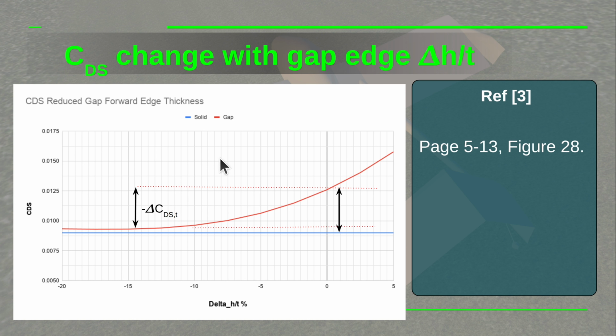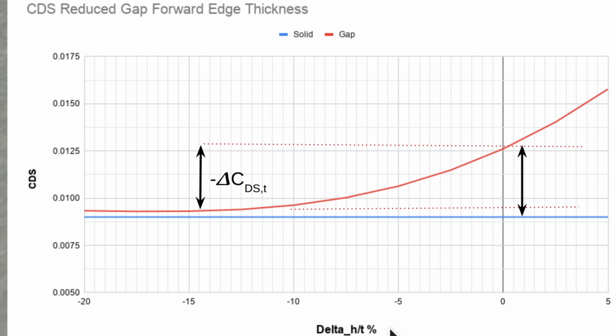Here's a graph that I've recreated from Horner's book, Fluid Dynamic Drag, and the graph is on page 513, so page 13 of chapter 5, figure 28. This graph is showing section drag over here on the vertical axis. Down here on the horizontal axis, this is delta H divided by T, which is the thickness. You can see this is negative because delta H is decreasing the thickness. So that's why these numbers are negative here. If you were increasing thickness, we'd be over on this side.